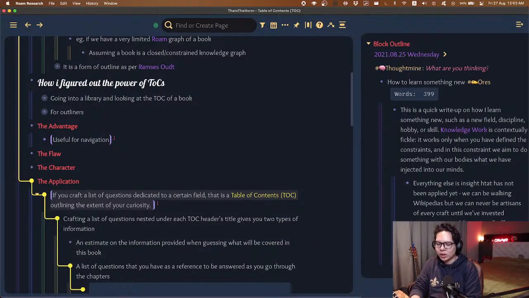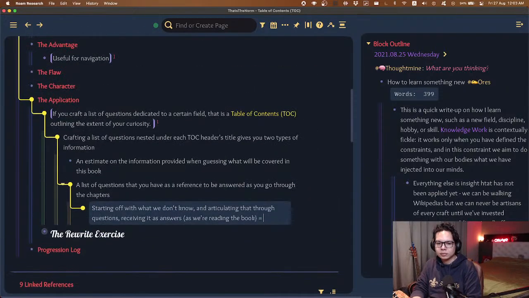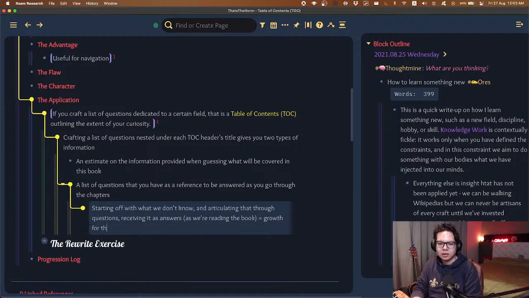So starting off with what you don't know and articulating that through questions, receiving it as answers as we're reading the book, results in growth, right? A growth for the knowledge worker.